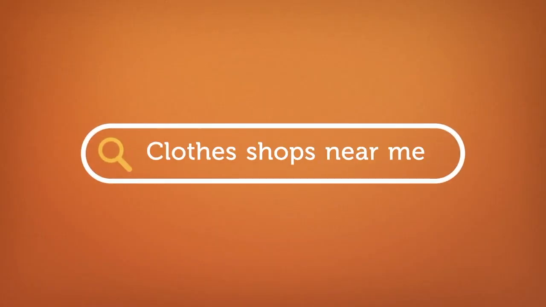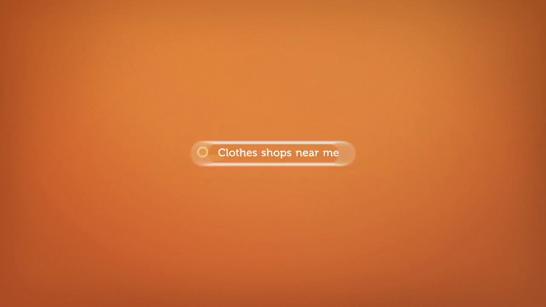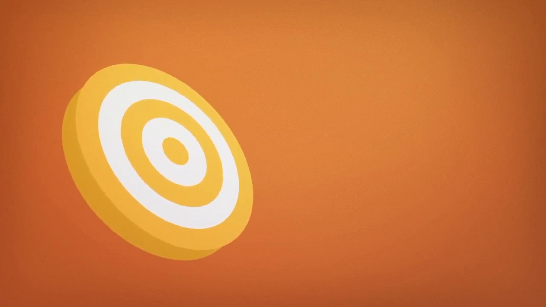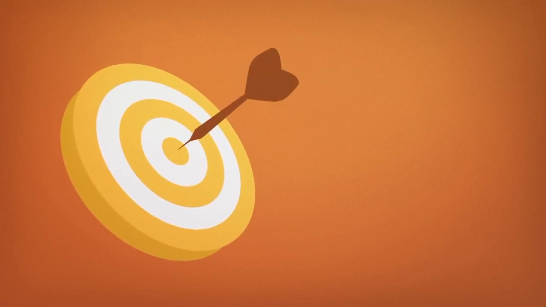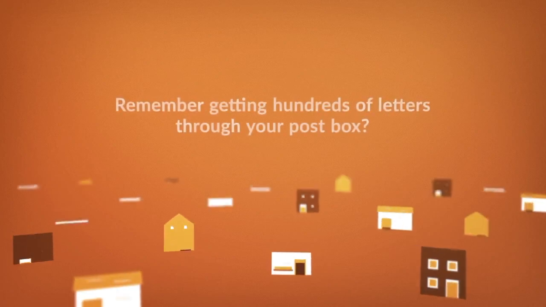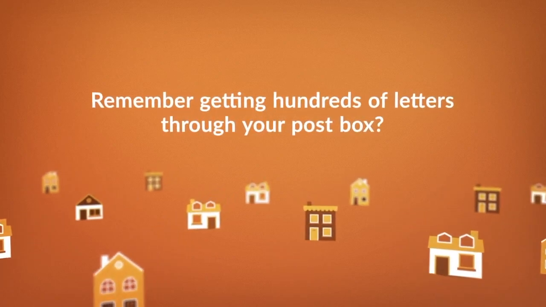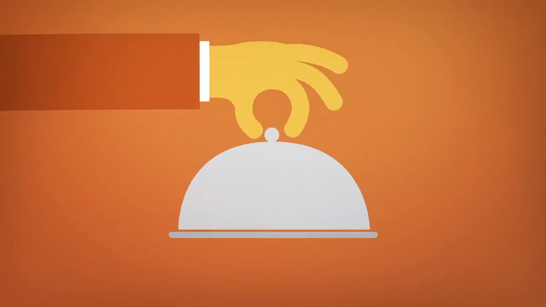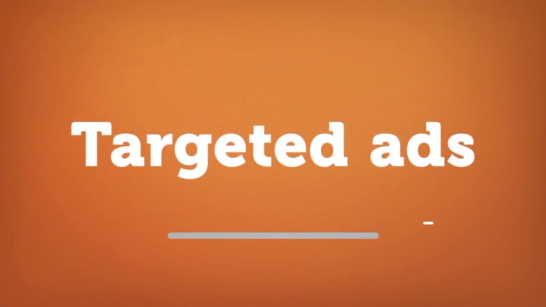When we send data across a network like the internet, electronic trails are left behind. This data can be handy. For example, forensic experts may use it to track criminal information. However, the data you generate may also be tracked by companies who use data mining and location tracking to target potential customers. Do you remember getting hundreds of letters through your postbox with your name on trying to sell you stuff? In the 21st century, personal identity tracking based on the information you provide online is the new method businesses use to send you these types of targeted ads.